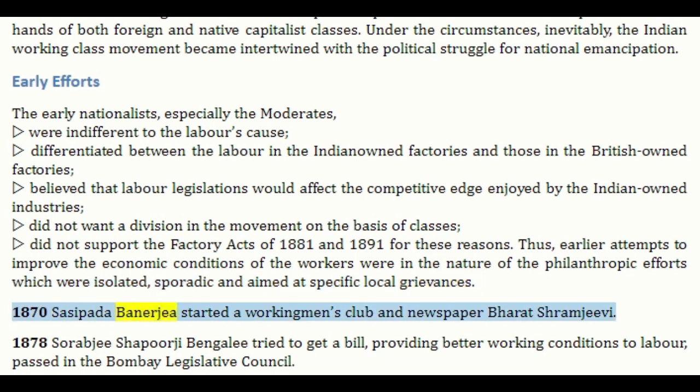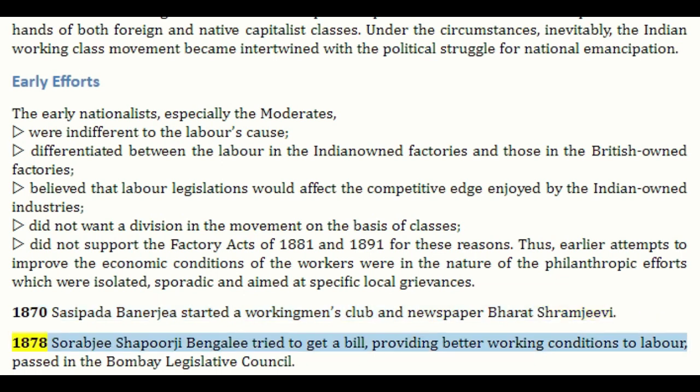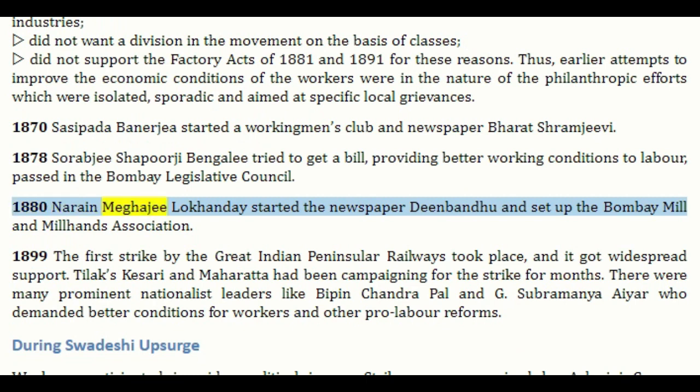1870: Sasipada Banerjee started a workingmen's club and newspaper Bharat Shramjeevi. 1878: Sorabji Shapurji Bengali tried to get a bill, providing better working conditions to labor, passed in the Bombay Legislative Council. 1880: Narayan Meghaji Lokhande started the newspaper Deenbandhu and set up the Bombay Mill and Millhands Association.